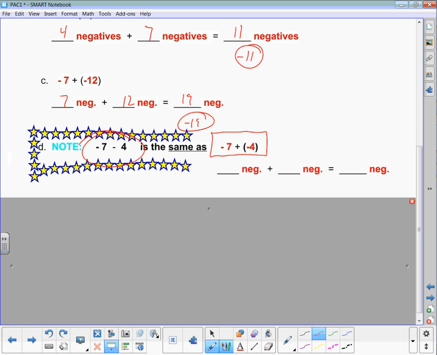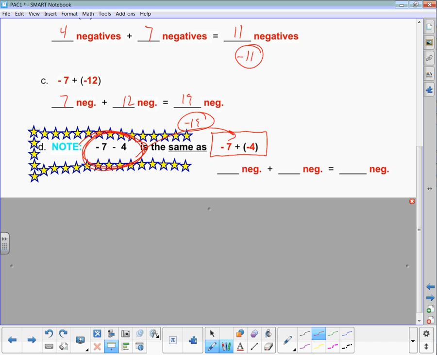In math, a lot of times mathematicians like to write things as simplistically as possible, with as few characters as possible. And so, you know what they do? They don't include this parentheses. They don't include that parentheses. They don't even include the plus sign. They just write negative 7, negative 4, thinking that surely the student will know that negative 7 minus 4 is the same as negative 7 plus a negative 4.